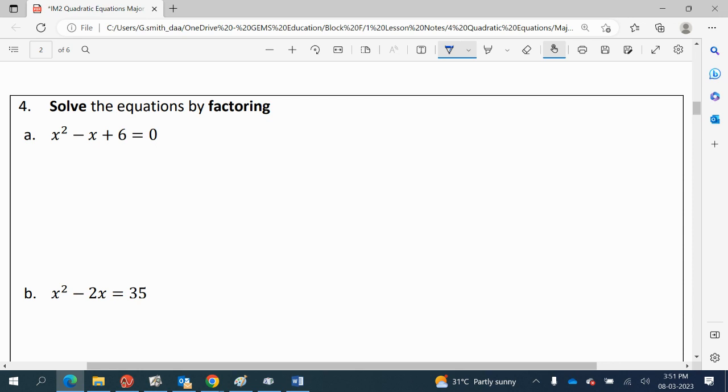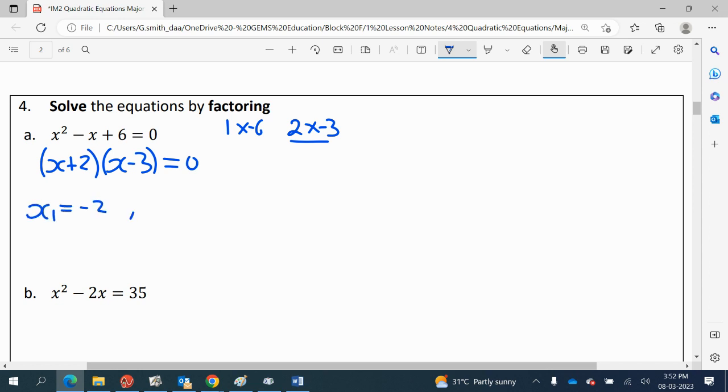For this one, we have to solve by factoring, so we need to find the factors that have a difference of 1. We've got 1 times 6, 2 times 3. This is negative here, so the bigger one has to be negative. It's going to look like this, and we can see that this factor pair is going to have a sum of -1. So we get x plus 2, x minus 3 is equal to 0, and x1 is equal to -2, x2 is equal to 3.